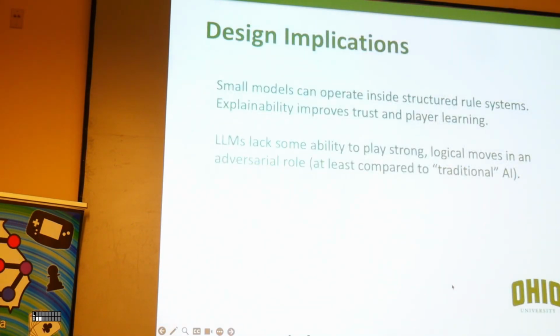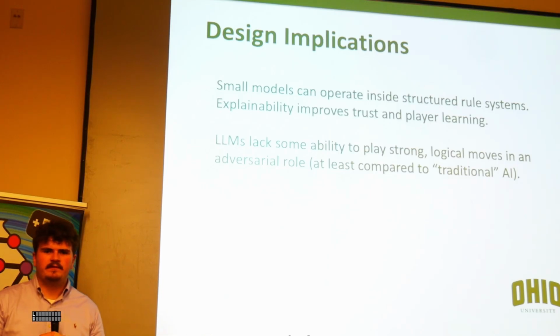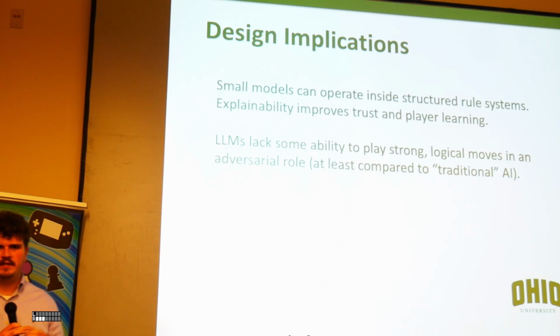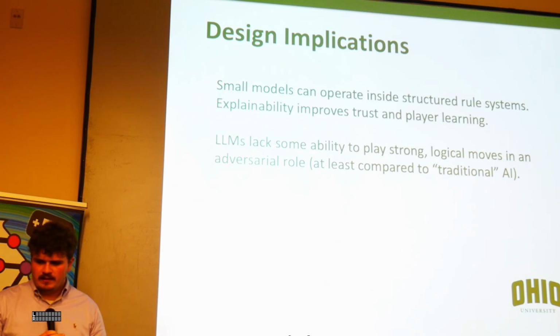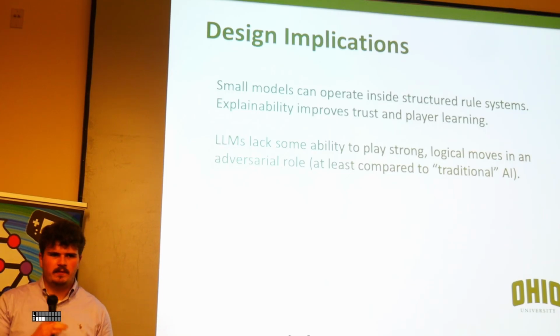So small models can operate inside a structured rule system. Given a legal move list, it does return valid JSON, which indicates one of the legal moves which I gave it. And I think that the explainability portion can help with player learning, assuming that we can prove that it matches up with the moves that it's making.